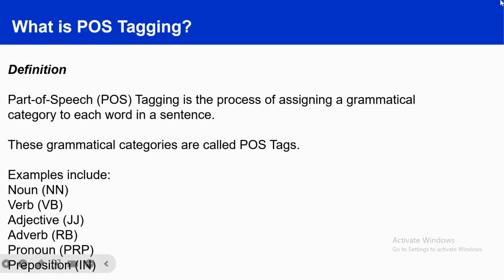So let's begin with the definition. Part of speech tagging is the process of assigning a grammatical category to every word in a sentence. In simple words, the computer identifies whether a word is a noun, verb, adjective, pronoun, preposition, or another part of speech. If you provide one sentence, based on this it will give you the part of speech tag. That is the use of POS tagging.